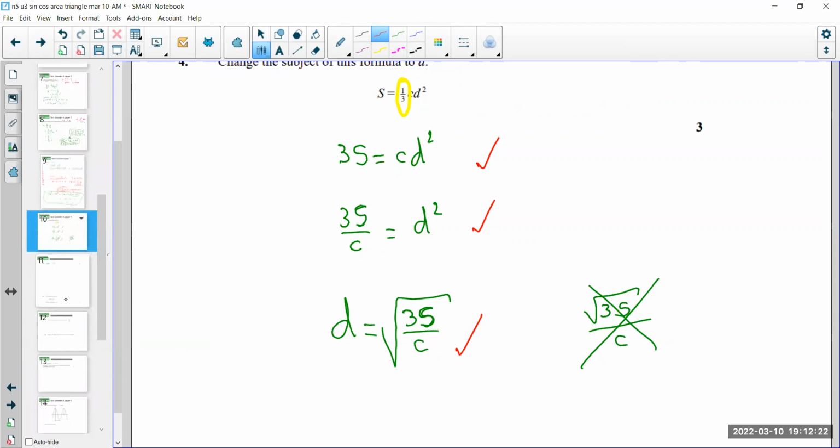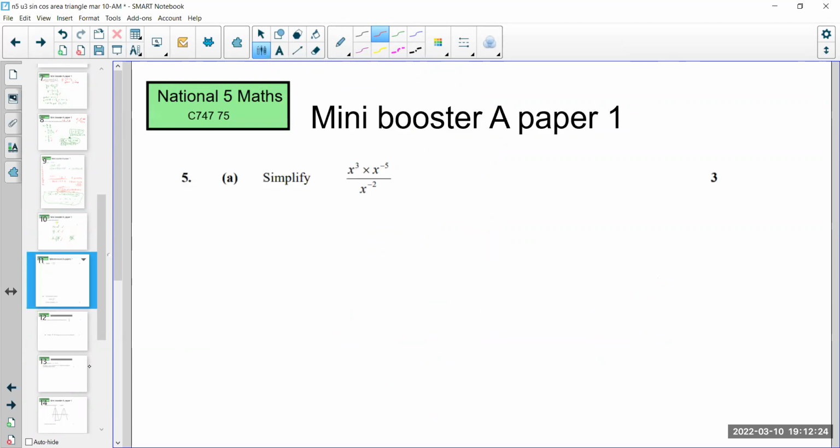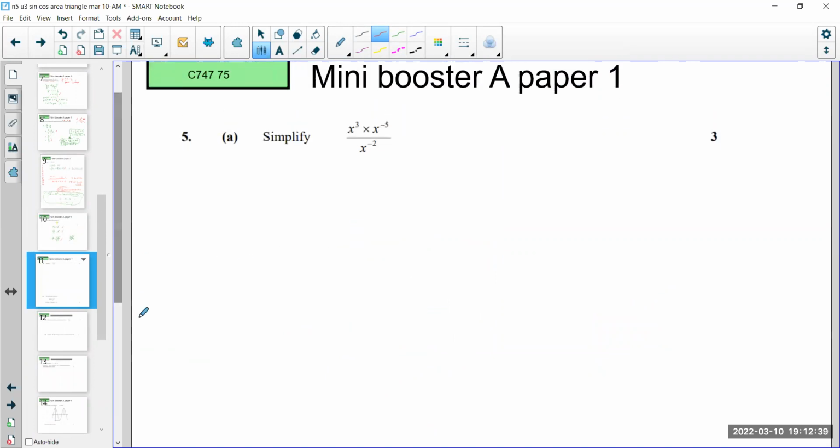Should we move on then? Next I've got simplify. Yep, that is still part of what you can be asked to do.